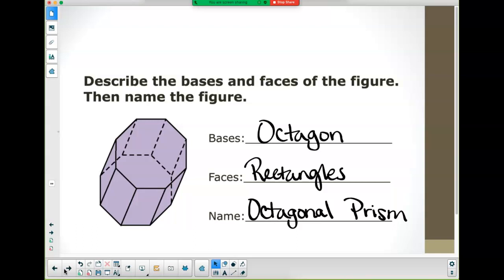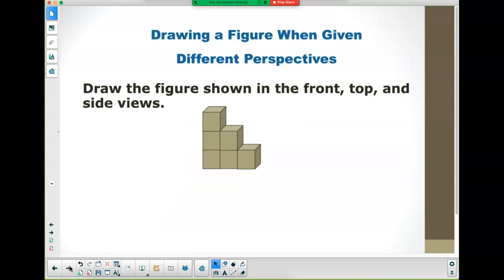Okay, the rest of this, some of you are really good at seeing things three-dimensionally and some of you are not. Okay, and that's why some of you like geometry and some of you don't, right? Some of you have a hard time picturing it. So the last thing we're going to do is we're going to look at this. And it says draw the figure in the front, top, and side views.